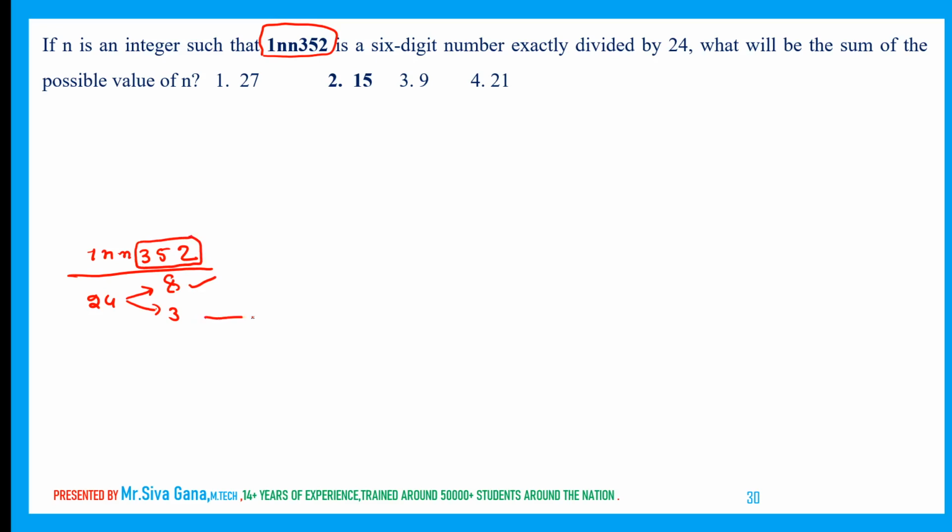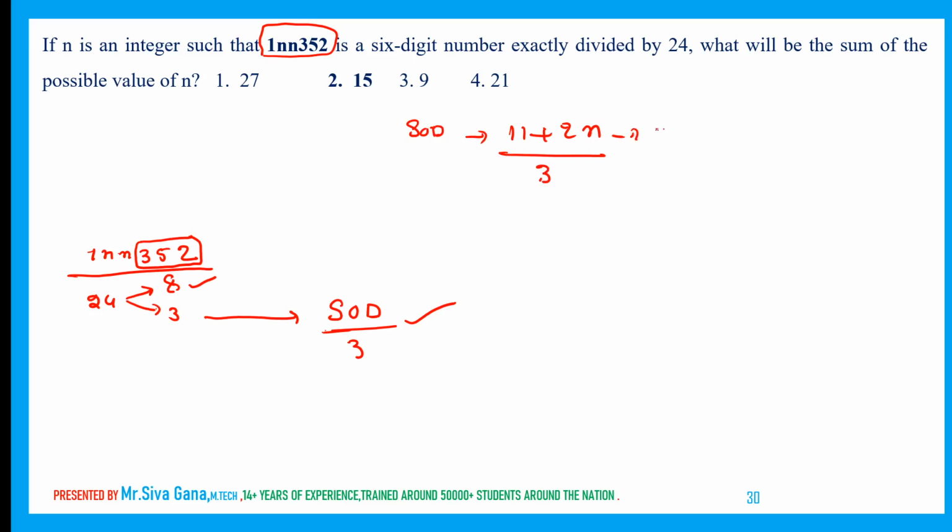So I am applying what? Divisibility rule of 3. What is the divisibility rule of 3? Sum of the digits, SOD. If the sum of the digits is divisible by 3, number also divisible by 3. Now 1n352, sum of the digits, 3 plus 2 is 5, 5 plus 5 is 10, plus 1 is 11. So 11 plus n is the sum of the digits, right? If this is divisible by 3, number also divisible by 3, right?